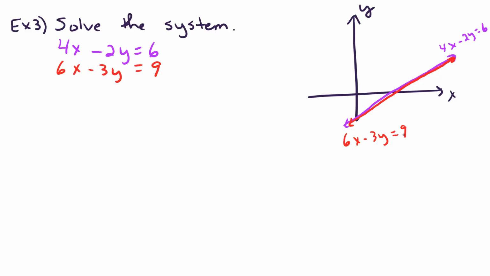And so in this scenario, it looks like there are infinitely many intersection points. And so we might intuitively think that there are going to be infinitely many solutions to this system of equations. Okay, so let's go ahead and solve this algebraically. So solution.